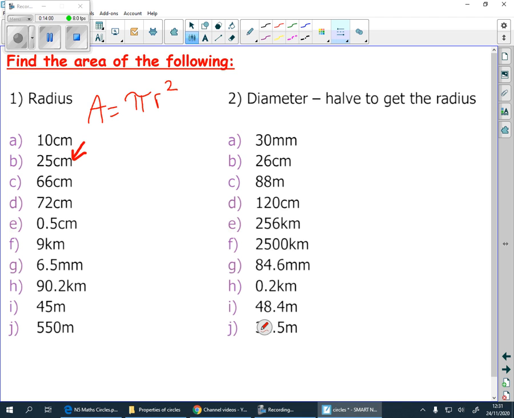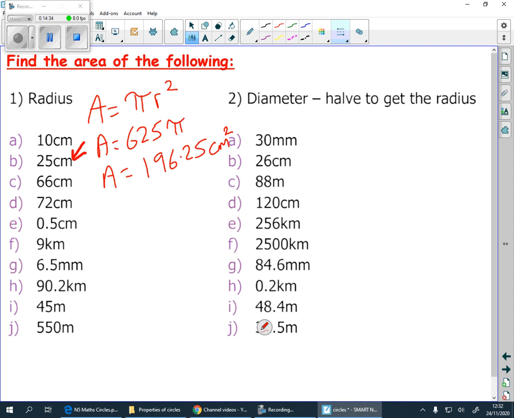For those of you that don't know your square numbers, 25 squared is 625. So A equals 625 pi. I'm going to times that by 3.14 for our value of pi, and we get 1,962.5. Now you're told it's centimetres. Because it's area, it's centimetres squared, centimetres in 2 dimensions.